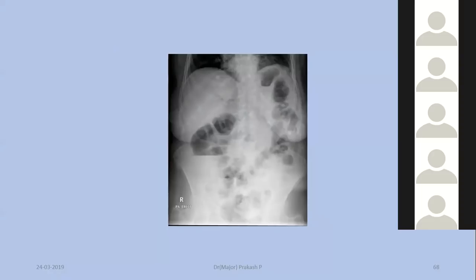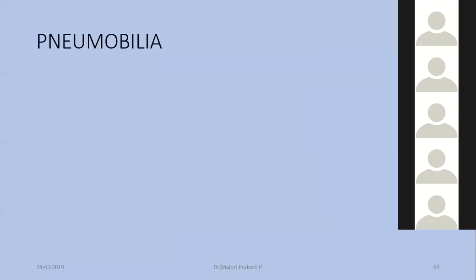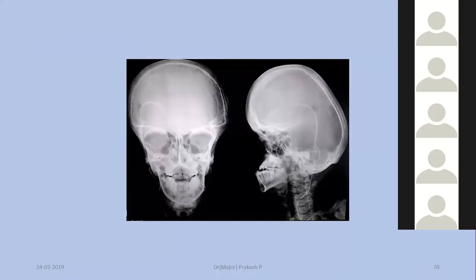All of you are going wrong in this one. Okay, it was a very simple one. Look for pneumobilia. Of course, there's associated small bowel obstruction. Yes, it is important for you people to observe the right hypochondrium in any abdominal X-ray. Okay, the last.